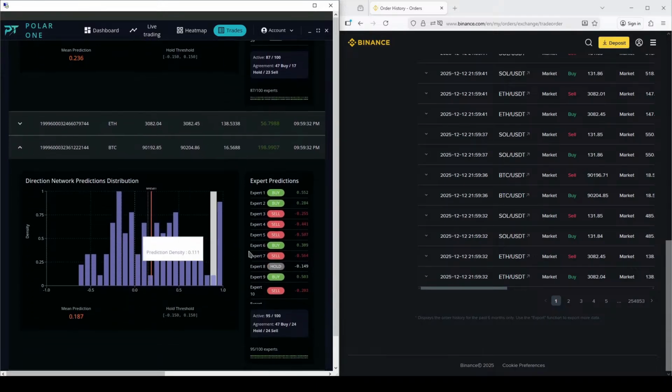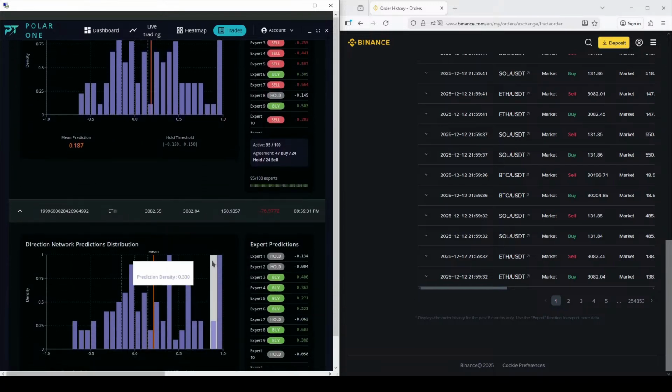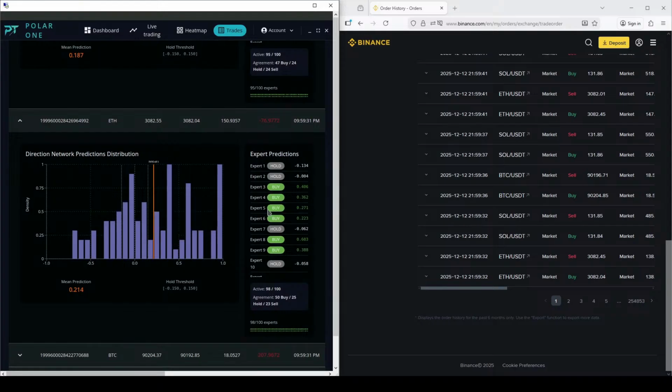Now, let's look at another trade, this time with Bitcoin. We can see that 95 models were included, with a median of 0.187, which again leads to a buy. Finally, here's another buy for Ethereum. All of these decisions are made in milliseconds.